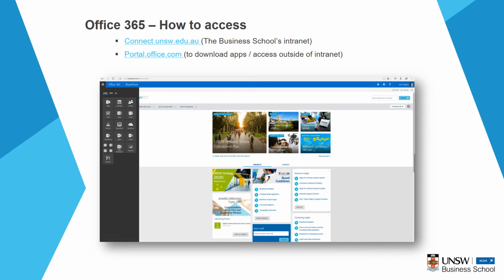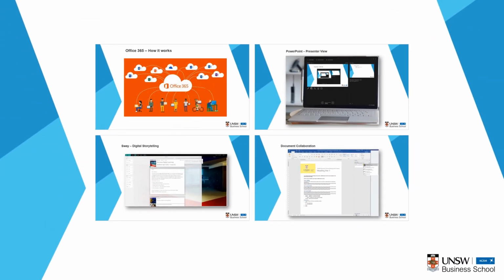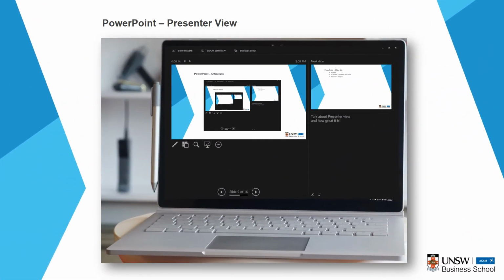In terms of how to access, I'd encourage you, if you're within the business school, to do so via our portal, because it's all there in the waffle menu up here, all of the tools. But also you can keep in touch with business news that's happening within the school, as well as access templates and things like that. If you sit outside of the business school, there is portal.office.com as well. And finally, there's some really good help resources available internally for you to get some more hands-on experience, as well as potentially book some training sessions.